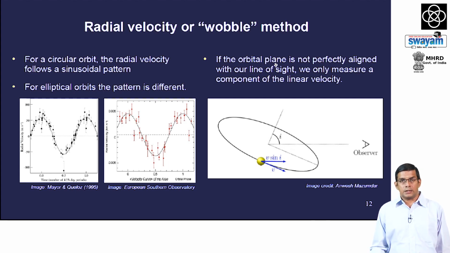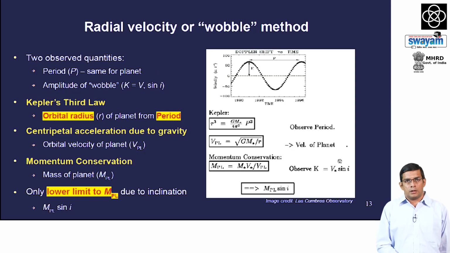If the orbital plane is not perfectly aligned with the line of sight, like in this diagram, that is, there is an angle of inclination I which is less than 90 degrees. This is the orbital plane where the star is going around. This is the barycenter of the star planet system, and the star of course has a linear velocity v, let us say, but what we observe is a component v sin I along the line of sight. So, we only see a component of the linear velocity, and this has some effect on the results that we obtain from this method.